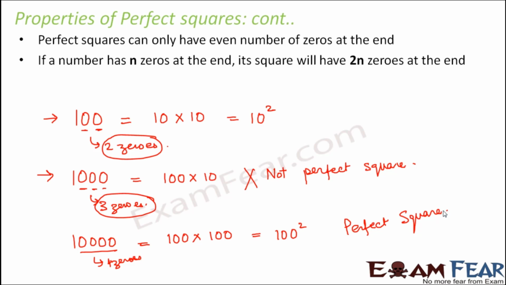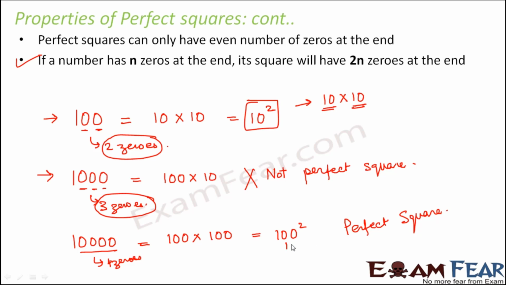If a number has n zeros at the end, its square will have 2n zeros at the end. Now this is quite logical. When I say 10 square, what do I mean? I mean 10 multiplied by 10. The moment you multiply 10 with 10, what happens? The number of zeros doubles. Why double? Because you are multiplying 10 two times, like 2 tens are getting multiplied. So the number of zeros also gets doubled.